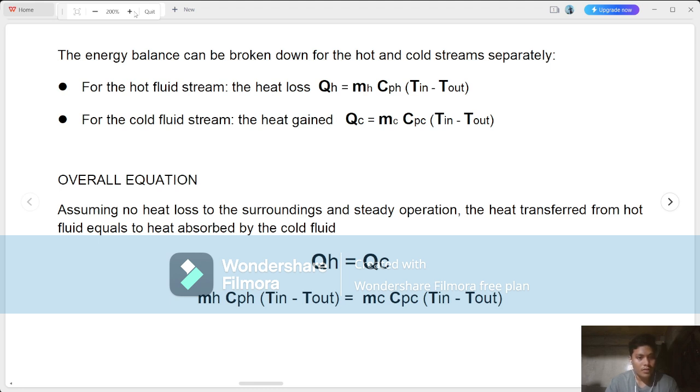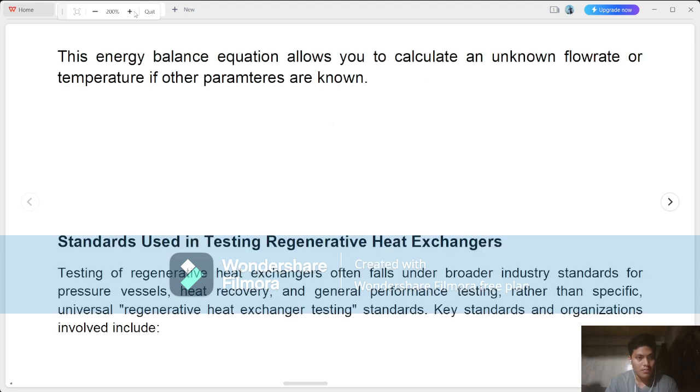Overall equation, assuming no heat loss to the surroundings and steady operation: the heat transferred from the hot fluid is equal to the heat absorbed by the cold fluid. So Q_H equals Q_C. So we convert to m_h Cp_h (T_h,in minus T_h,out) equals m_c Cp_c (T_c,out minus T_c,in). This energy balance equation allows you to calculate the unknown flow rate or temperature when the other parameters are known.